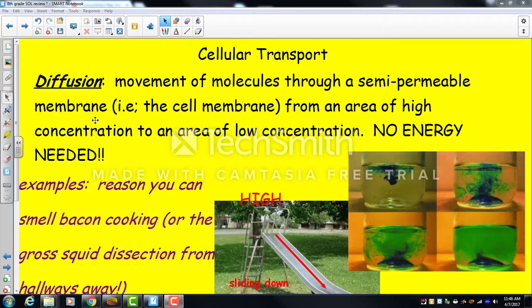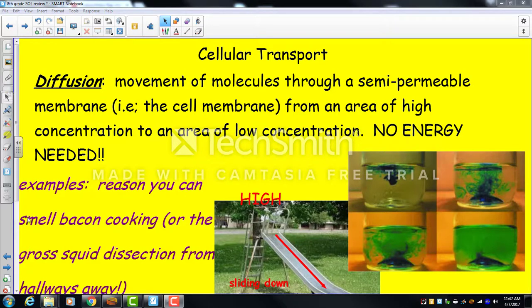So diffusion is the movement of molecules, whatever they are, through a semi-permeable membrane, which again is that cell membrane, and it goes from an area that is highly concentrated, meaning jam-packed in your room, the scent of the pancakes, to an area that is low concentrated, meaning like my room. Down here in the 1400 hallway, there were no pancake molecules to begin with, so of course those molecules want to spread out to where there is more space. And that's what low concentration means. It doesn't require any energy. Those molecules are happy to do it.